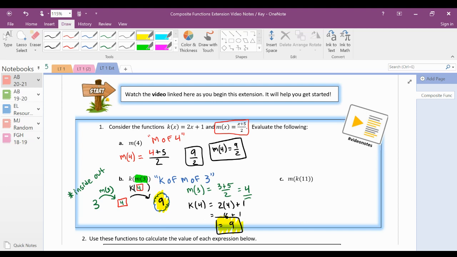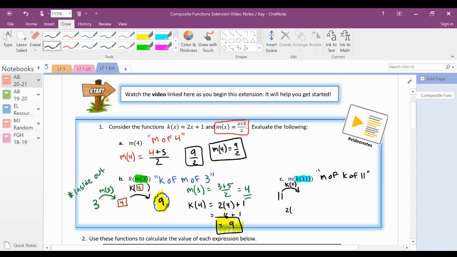All right, and I know that's a lot of talking, a lot of writing, so we're going to do one more example to see if you can follow along. So in letter C, my goal is to find m of k of 11. So m of k of 11. And again, that means I want to work inside out. So the first thing I'm going to do is find k of 11. So I'm going to start with my input of 11, and I'm going to pop it into the k function. So k of 11. Now I'll show my work of that down here.